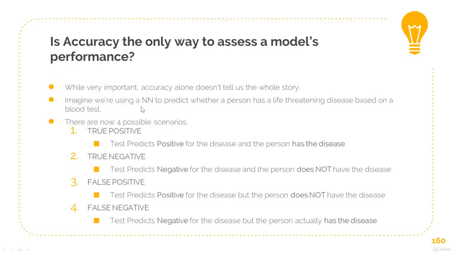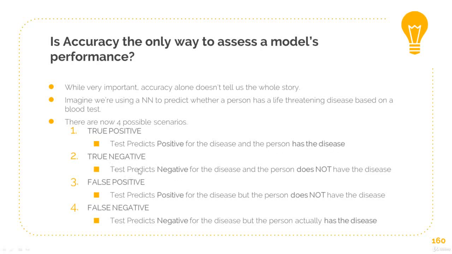Let's say we're using a neural net to predict whether a person has a life-threatening disease based on a blood test. Now, you would think yes or no are the possible answers. However, those are the answers, yes, but those are not the actual scenarios that happen in reality. In reality, these are the 4 scenarios that can happen. It can be a true positive, which means that the test predicts positive for the disease, and the person has the disease, so that's good.